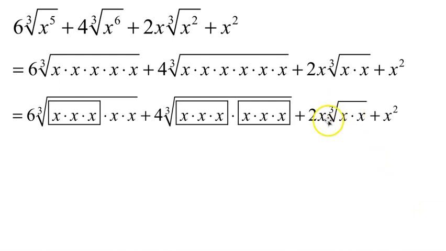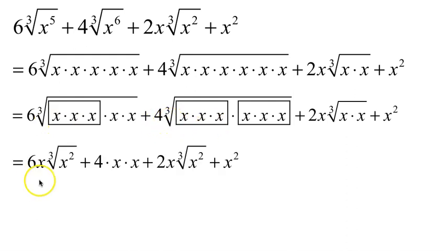Here, I don't have 3 of them to come out, so nothing changes here, and the last one stays x squared. So 6x cube root of x squared plus 4x squared is what these first two are going to be, plus 2x cube root of x squared plus x squared.